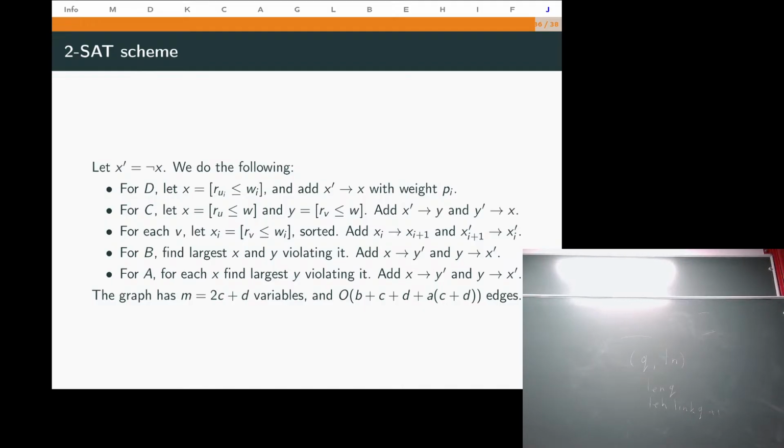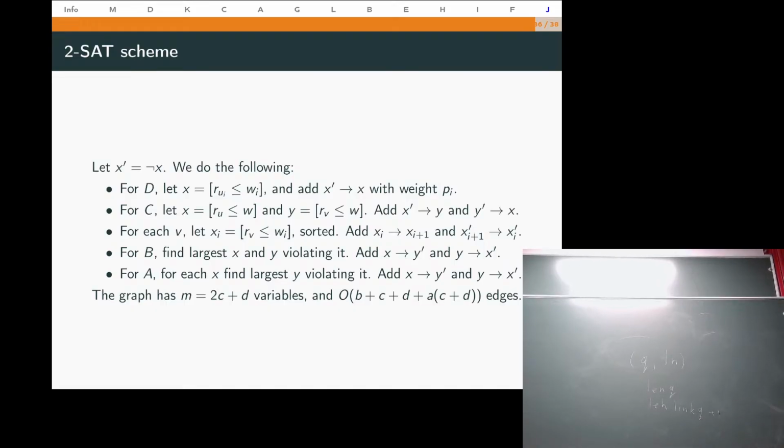So after we sort them, we can pick the largest x and largest y, such that if they are true, then the constraint defined by B is violated for the corresponding circle. And because only for one of the circles we can violate this constraint, we add the implication that if the first constraint is violated, then the other constraint must not be violated, and vice versa. So this is for constraints of type B, and finally for constraints of type A, we also do something similar.